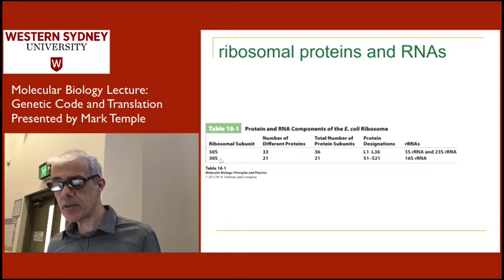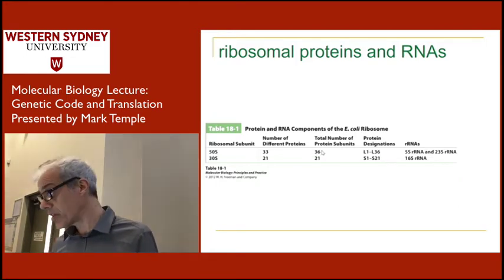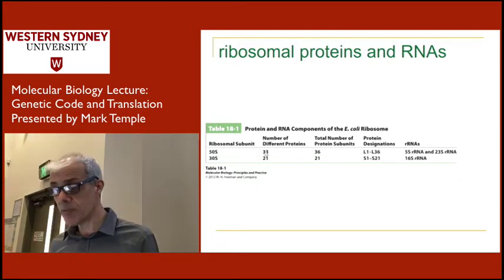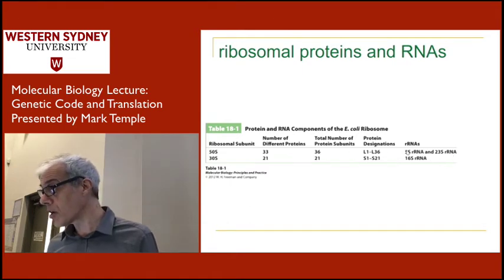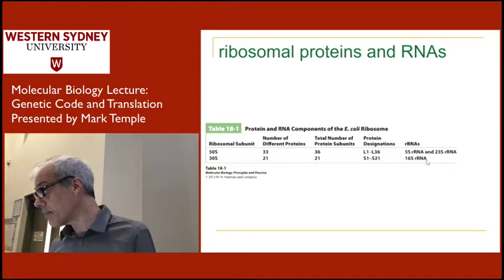We have two subunits, the small and the large. The large subunit is made up of 36 proteins, 33 of them being different proteins, with a couple of them occurring twice. So you've got 36 proteins and two ribosomal RNAs. In the small subunit, you've got 21 different proteins and one RNA molecule.